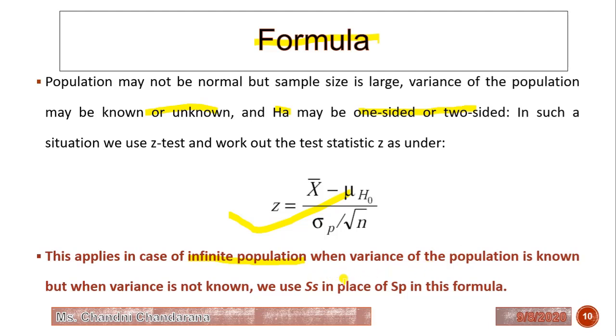But when the variance is not known, what can we do? We can replace sigma p, the standard deviation of the population, by s, the standard deviation of the sample. Here mu is the value under the null hypothesis, n is the number of samples, and sigma p is the standard deviation of the population. Generally the standard deviation of the population is known, but if it is not known, we can replace it by the standard deviation of the sample.